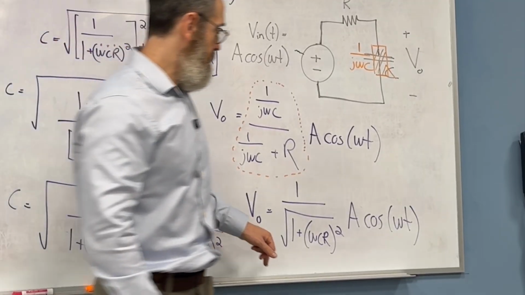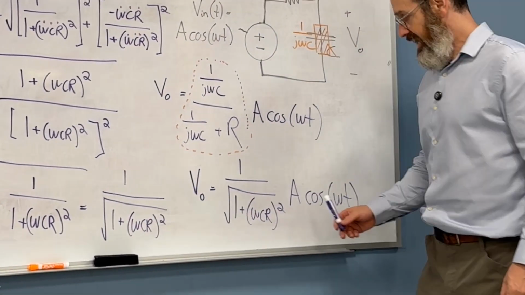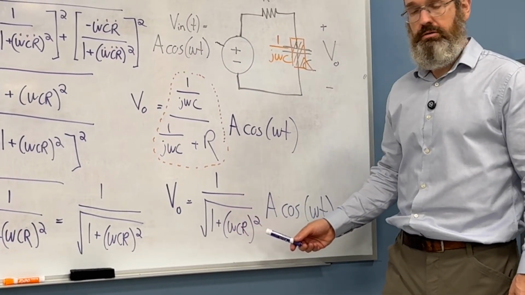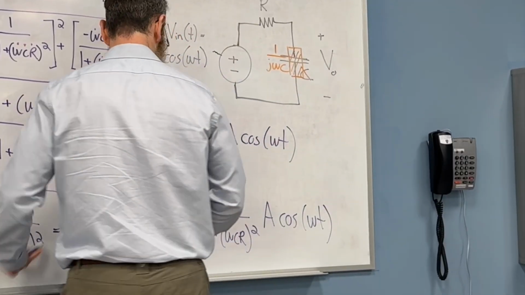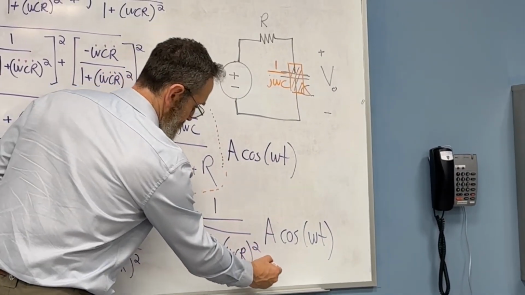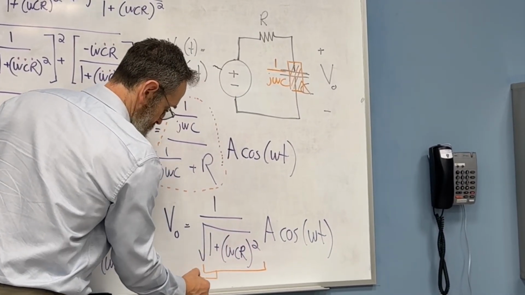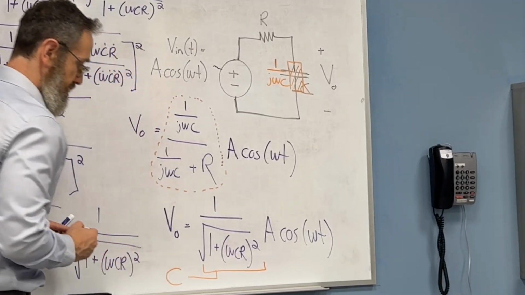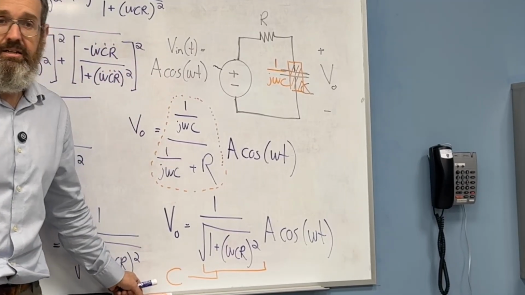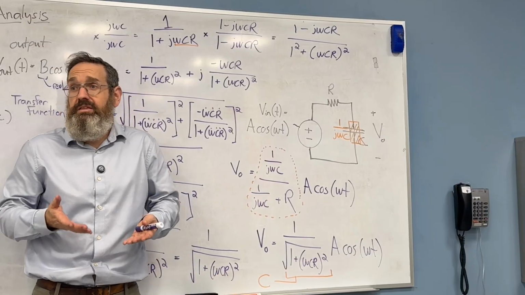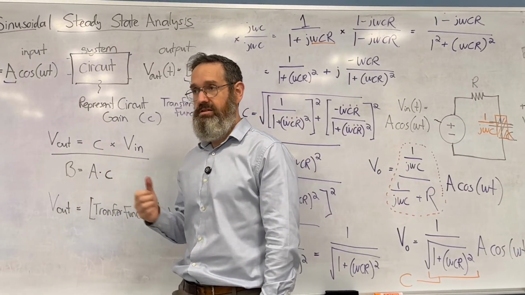It may look ugly to you, but I want you to remember this is just a number. This is just the C. That's just the gain. And that's the only thing we need to figure out is the C.